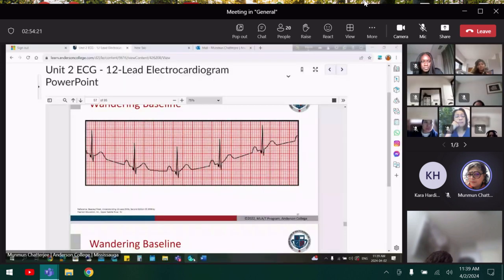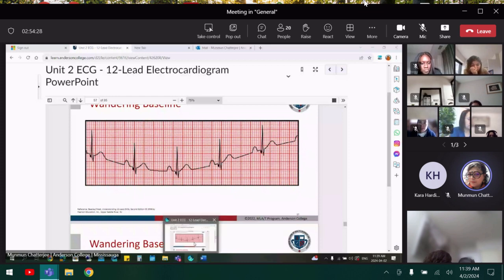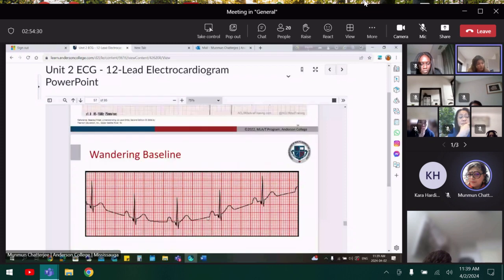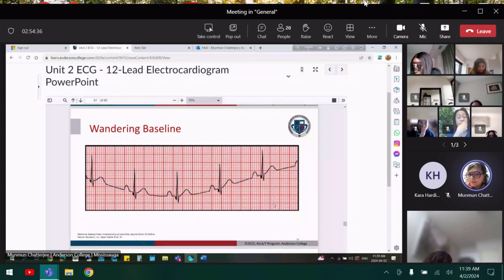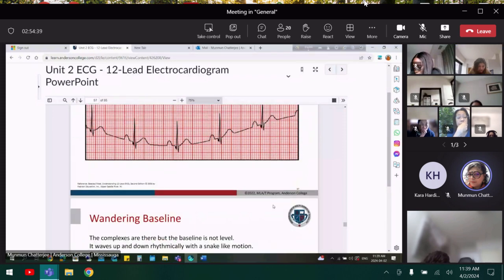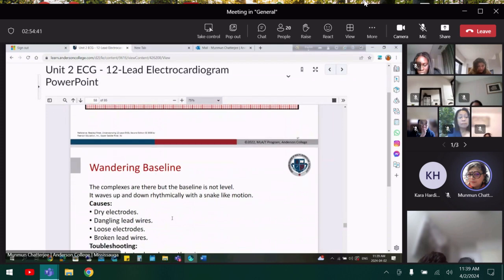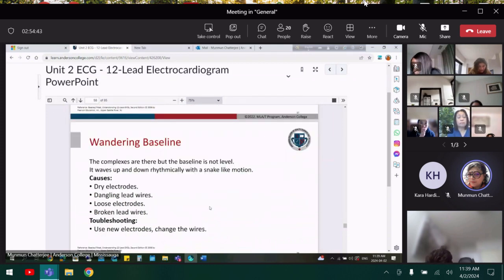Okay, so wandering baseline: the baselines are not straight. Baselines are very wavy, sometimes going up and down, going to the hills, coming down, so hills, ups and downs. This is called the wandering baseline. What are the causes of the wandering baseline? We are seeing the baseline, but you have to know what the causes are, right?